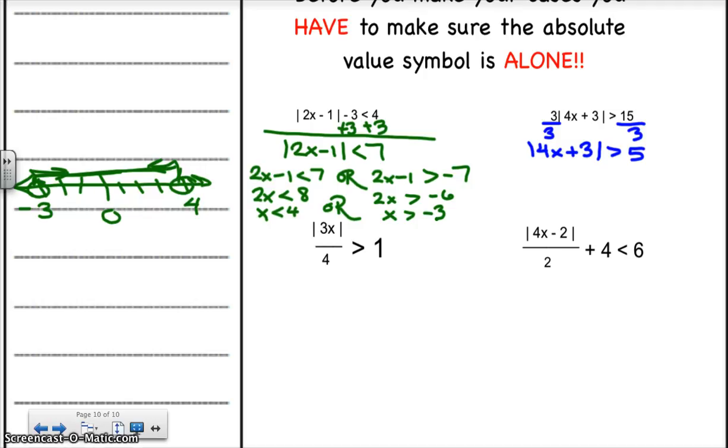Now I can make my cases. 4x plus 3 is bigger than 5, or 4x plus 3 is less than negative 5. Solve both cases. 4x is bigger than 2. That's me subtracting 3. X is bigger than 2 over 4, which is 1/2.